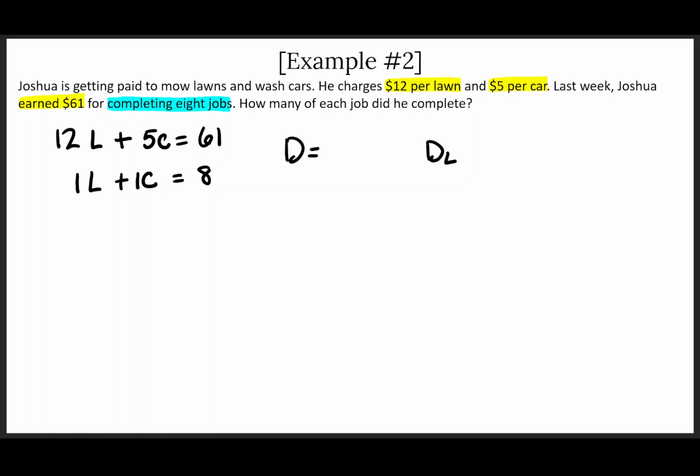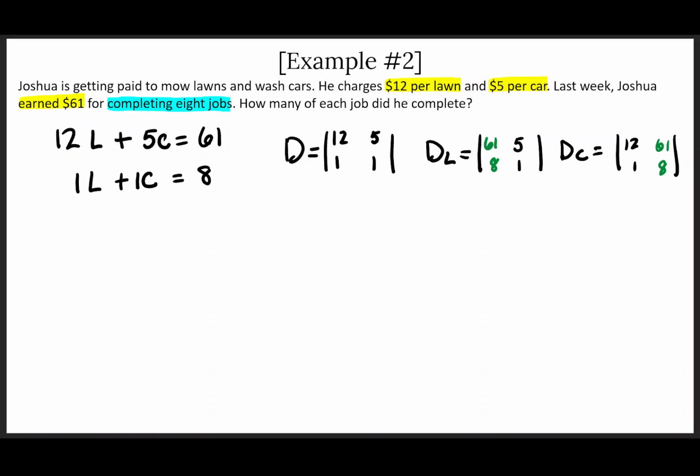D, DL this time, and DC. For D, I'm going to use the regular coefficients of 12, 5, 1, 1. For DL, I'm going to swap out the L numbers for 61 and 8. And I'll put those in the C column as well, 61 and 8. So on this one, I'll have 5 and 1 and 12 and 1 to set those up. Okay, run your determinants real quick.